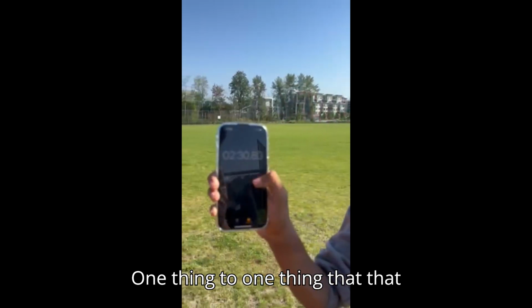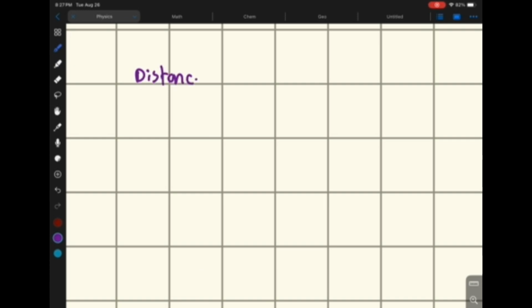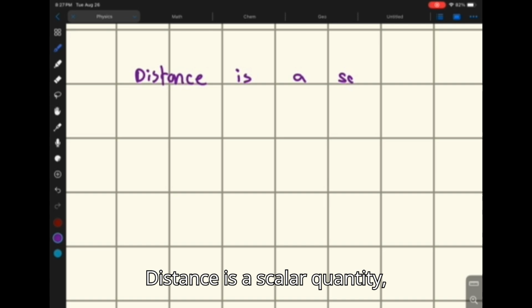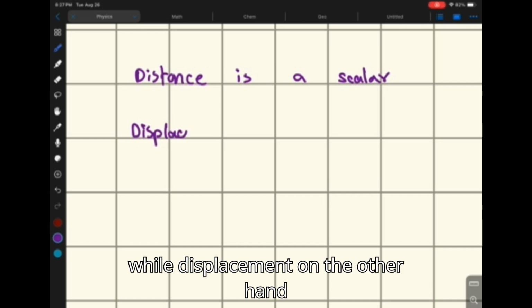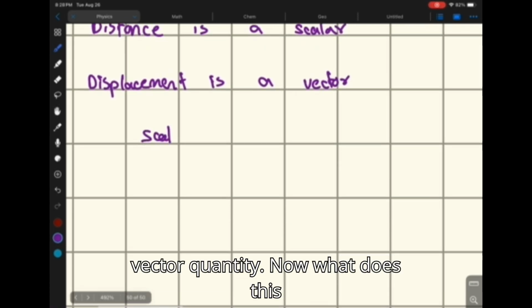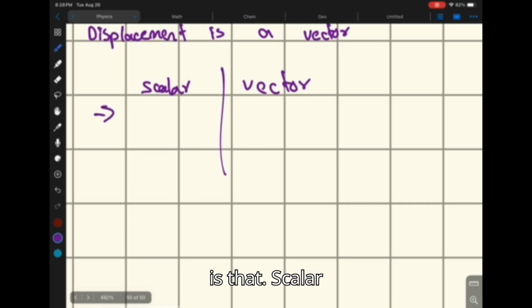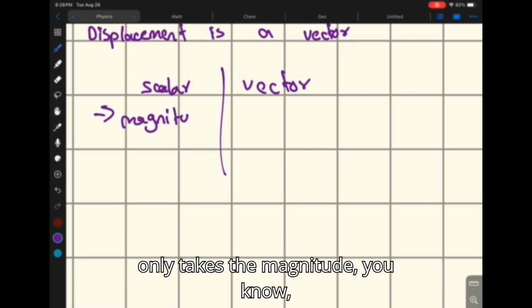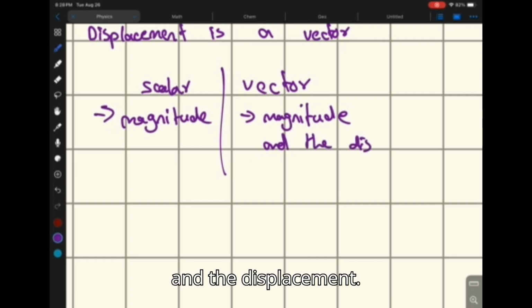One thing that differentiates displacement and distance is that distance is a scalar quantity, while displacement, on the other hand, would be a vector quantity. Now what does this really mean? Well, the difference between a scalar and a vector is that a scalar only takes the magnitude, just a number, while a vector takes magnitude and direction.